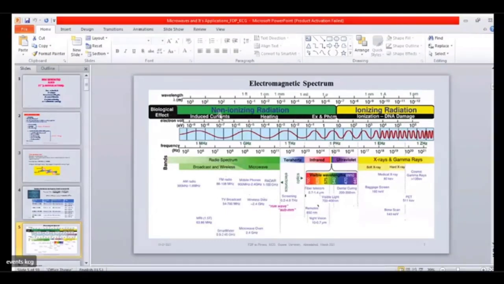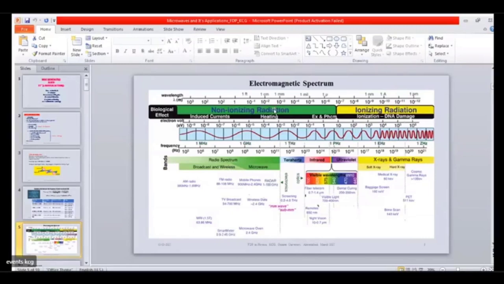And here, a broad division is given in terms of the biological effects that the electromagnetic radiation can produce. So one part, this green color portion, is called non-ionizing radiation. And microwaves belong to this non-ionizing radiation. And the other part is ionizing radiation. These ionizing radiations, we know, are harmful to the human body. They ionize the atoms or molecules, and they can damage the DNA of the cells of the body. So these are very harmful radiations, right? Their energy is high enough to cause the ionization of the atom. So they are the ionizing rays.